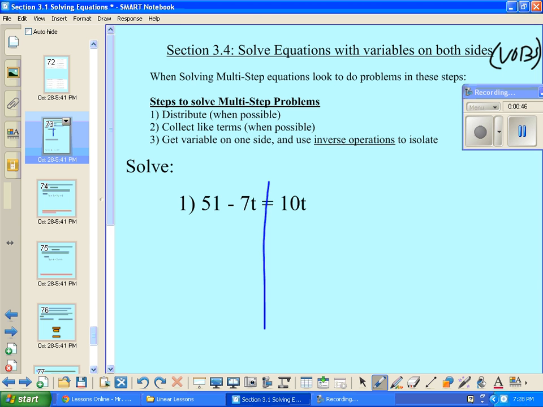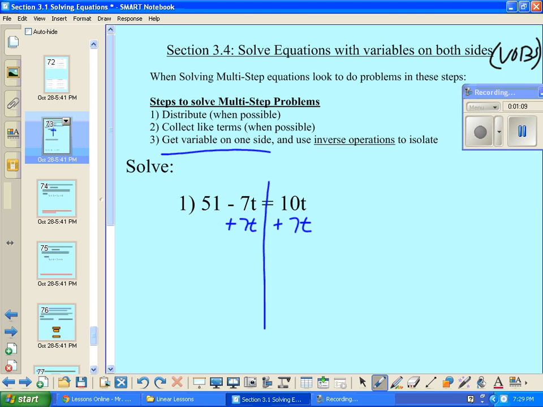Again, when you're doing a problem like this, you should follow your steps. Distribute when you can. Collect like terms when you can. Can't do either of those, then we're just down to step 3. Get the variable on one side. What I tell students to think about is trying to eliminate the variable from one side. That'll put the variable all on the other side. So if it's 51 minus 7t, I'm going to add 7t, and I do that to both sides.